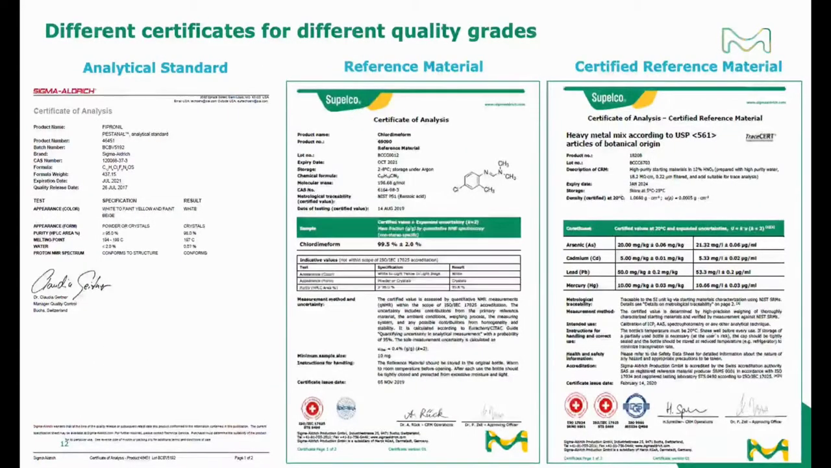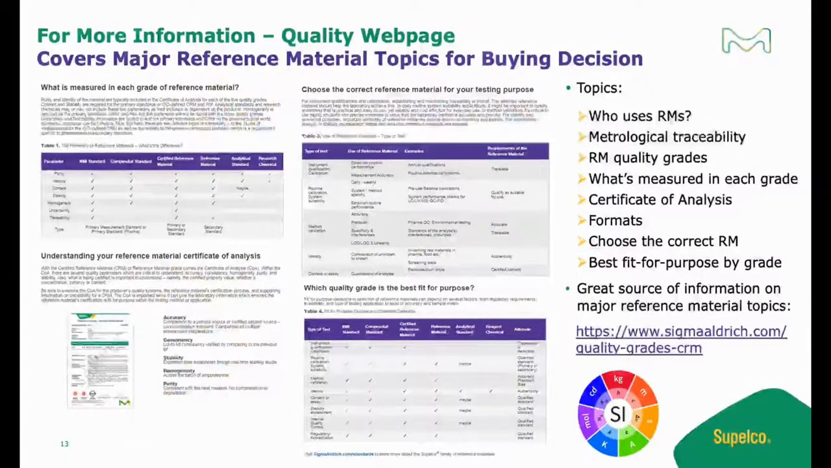This slide gives an overview of the different certificates of analysis for the different quality grades. It is quite apparent that as the level of certification increases, the amount of information required on the certificate increases as well. For more information, please refer to our new RM Quality webpage, which you can find on sigma-aldrich.com Quality Grades CRM.